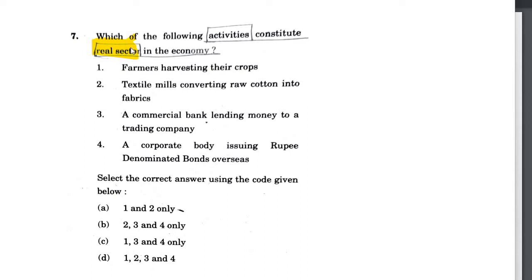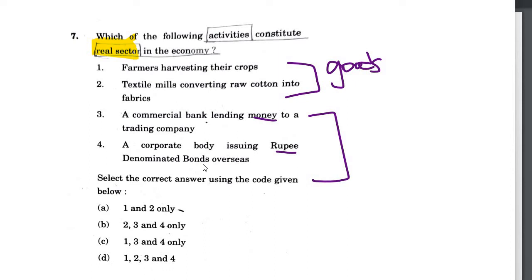However, if you are not aware of exactly the concept of real sector, how a person like me would attempt this question is, I would see that the first two transactions are very similar, related to goods. Harvesting the crops, yes, crops are goods, and textile fabric is also a good. These two look very similar, unlike the other two, which are only money transactions: lending money to a trading company, issuing money based bonds.